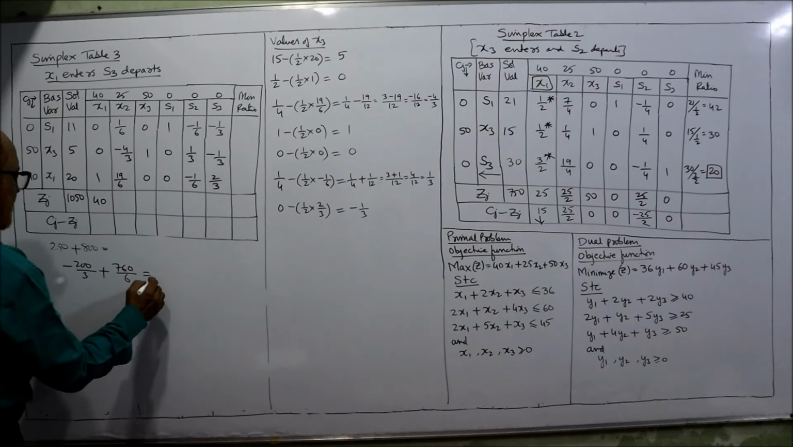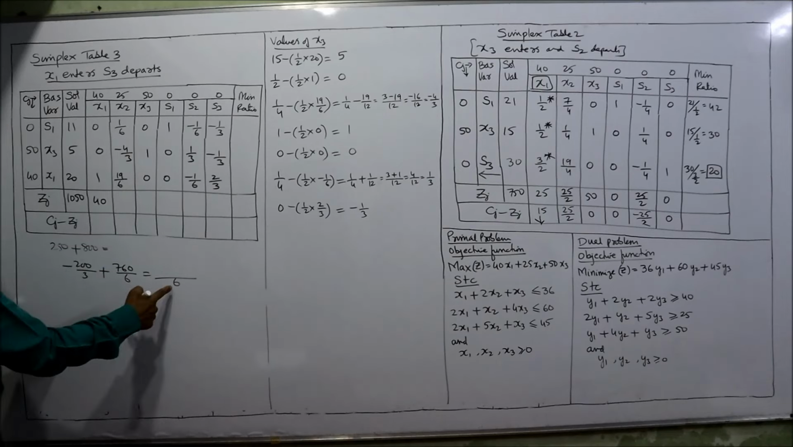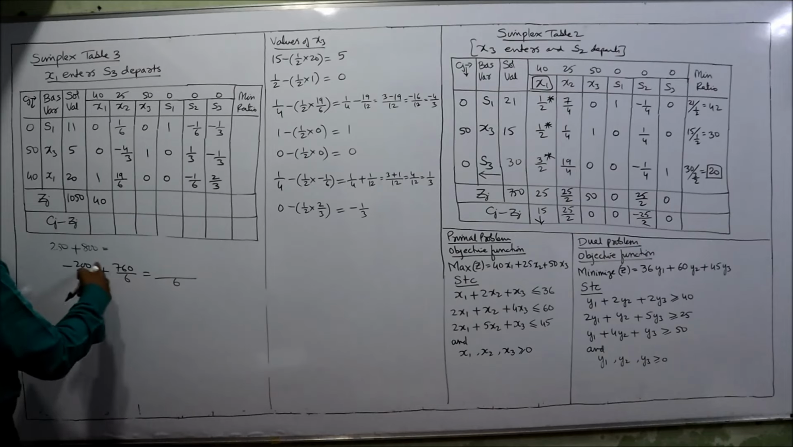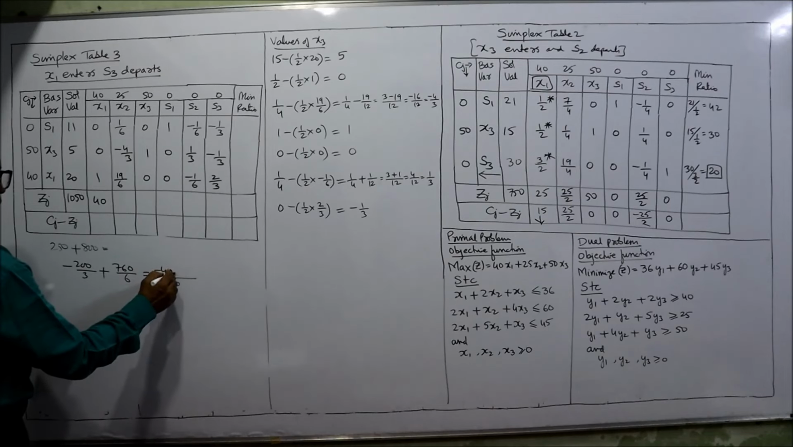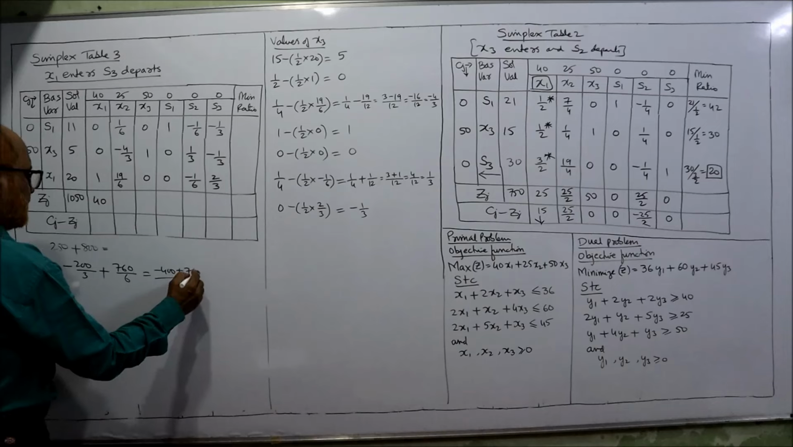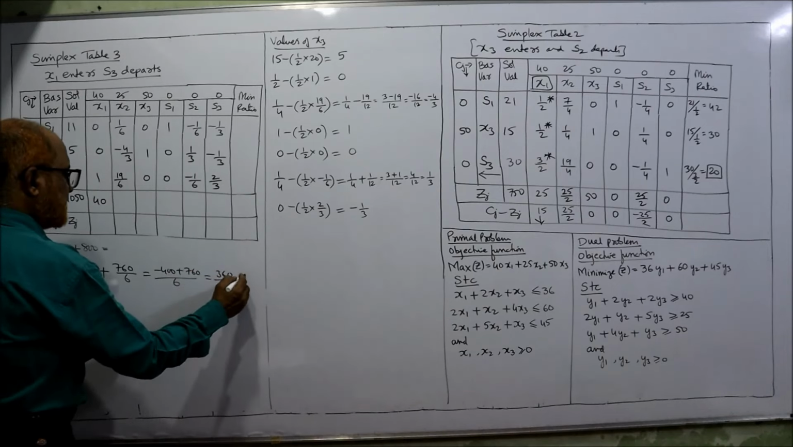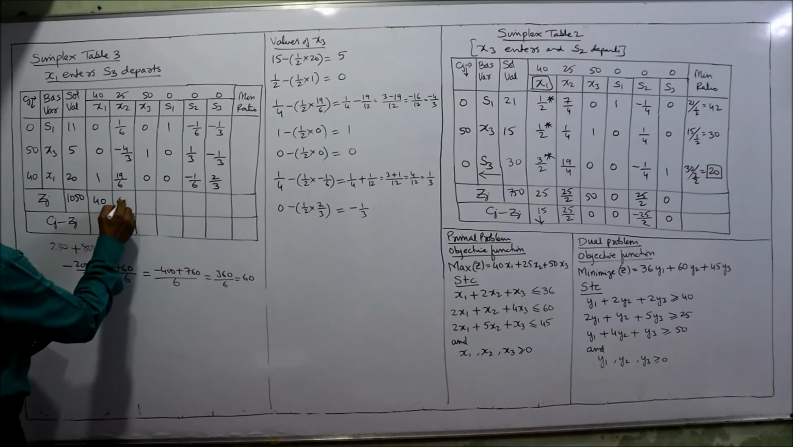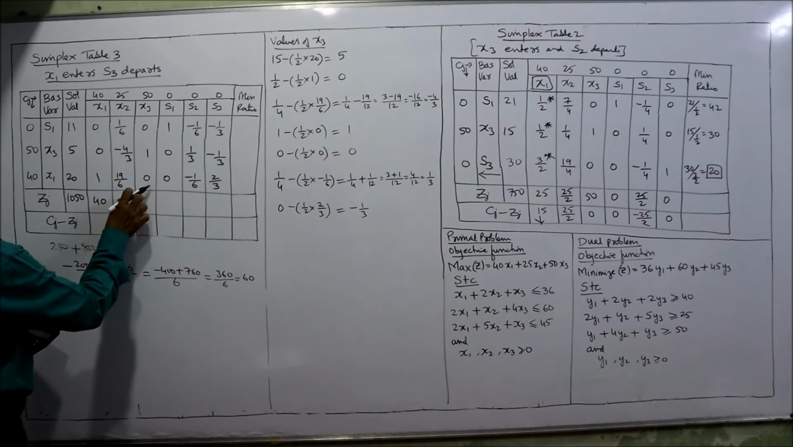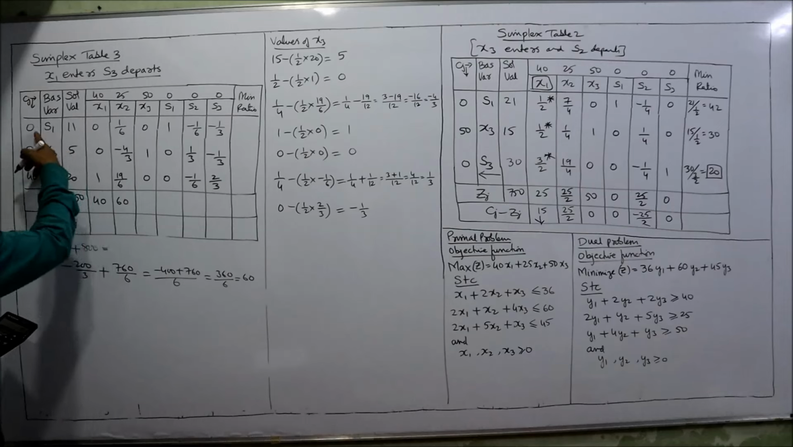760 by 6. So LCM is 6. 3 how many times cut 6? 2 times. 2 into 200 is minus 400 plus 760. So 360 by 6. 6 6s is 36. So it will become 60 here. It will become 60.